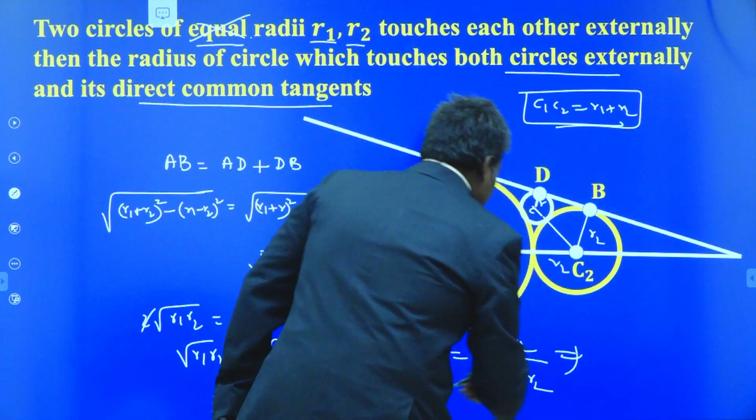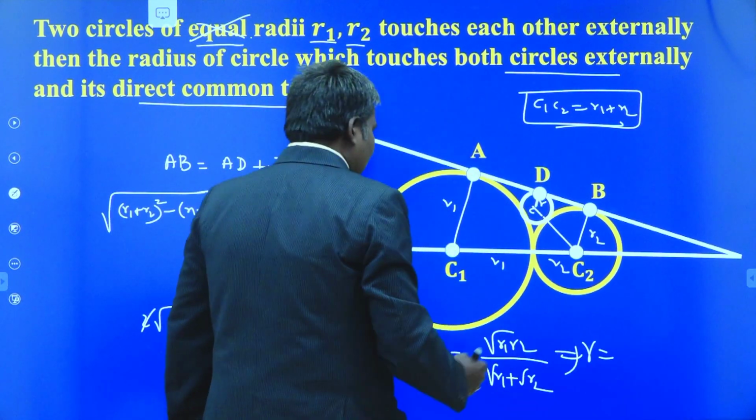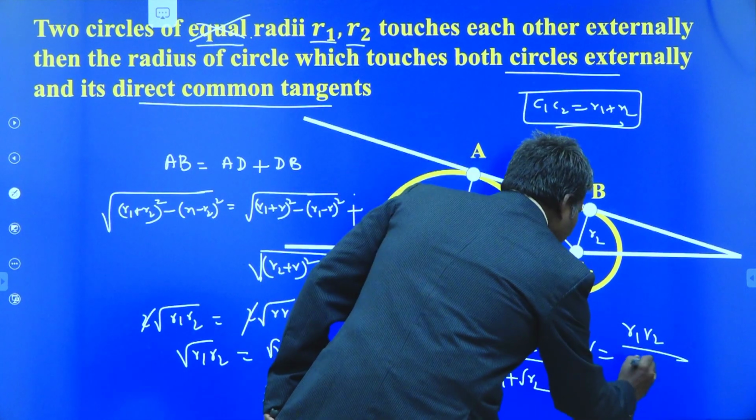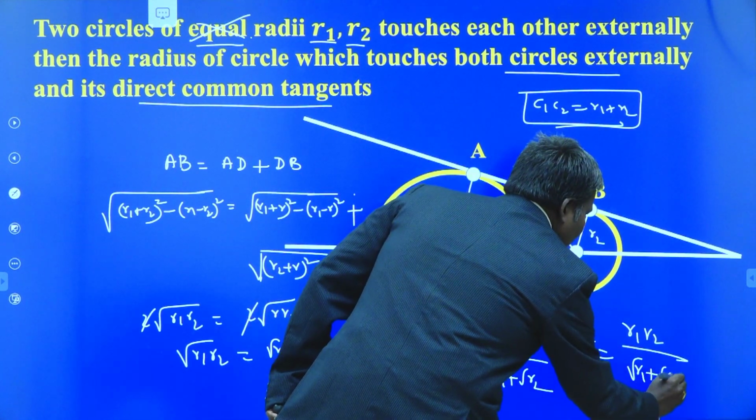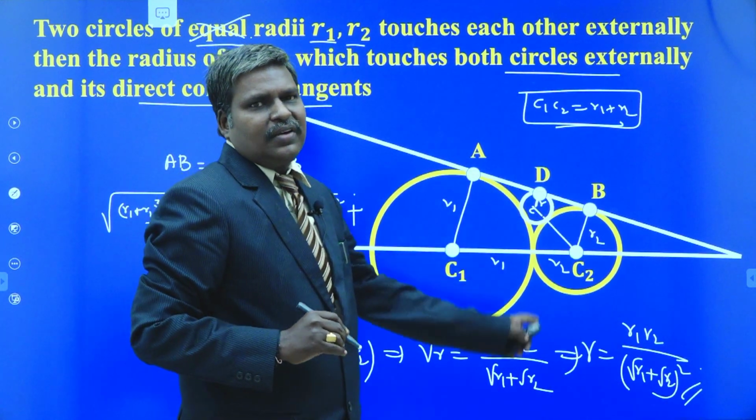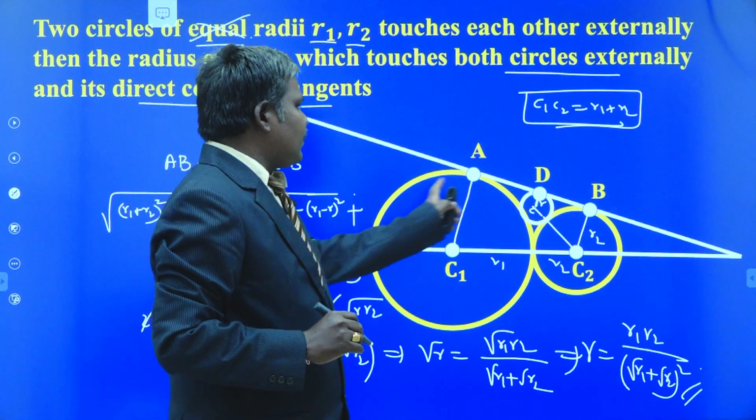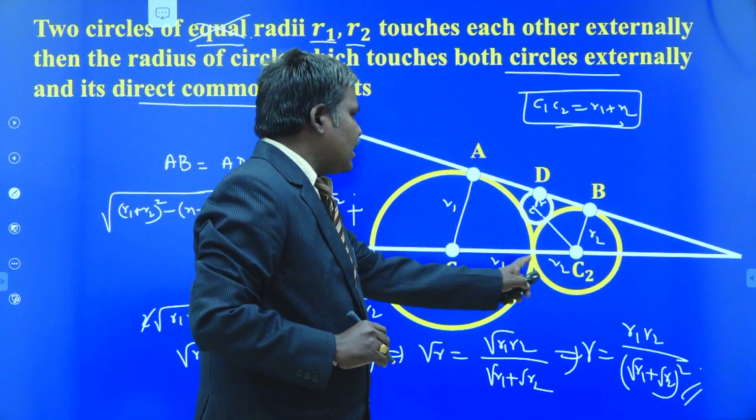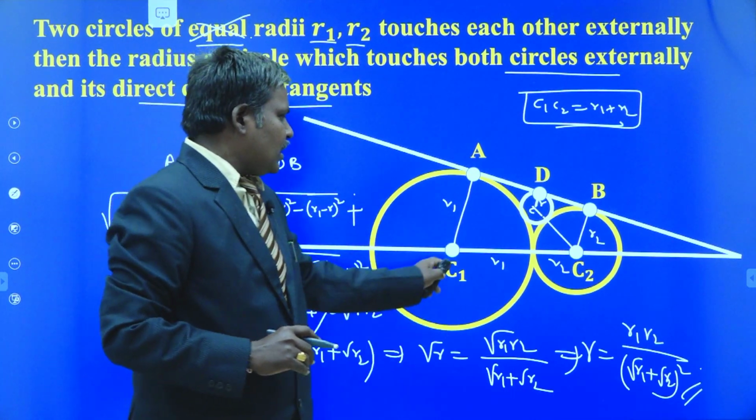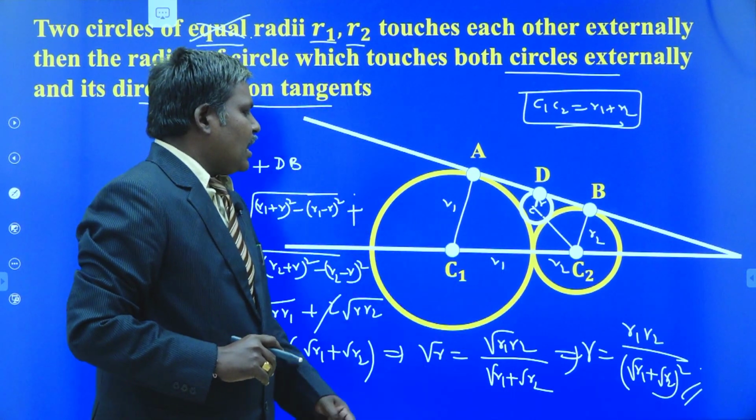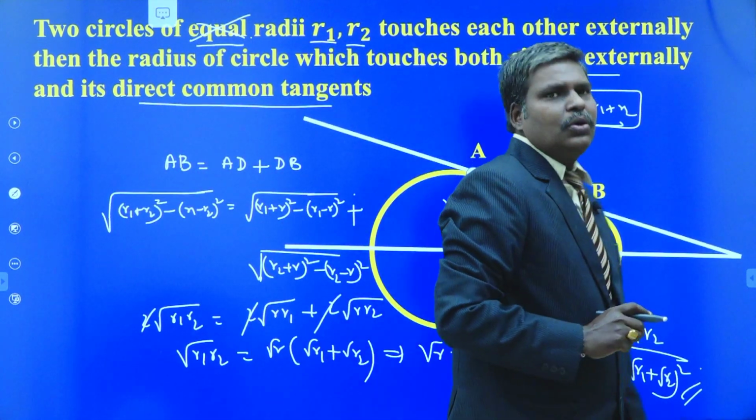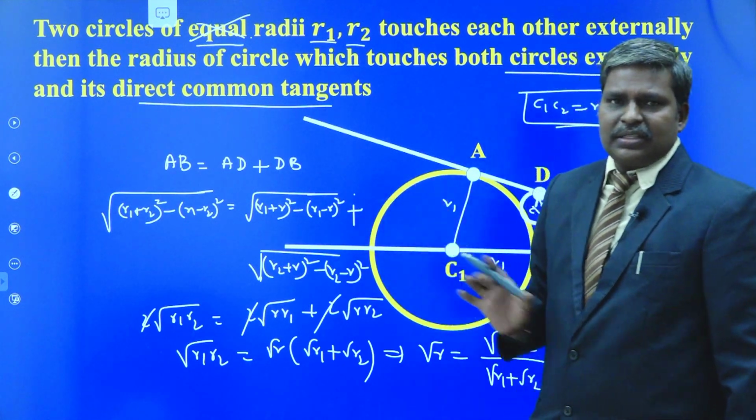From this equation itself, can you get the value of R or not? R is equal to, squaring it, R1R2 divided by (root R1 plus root R2) whole square. This is the radius of the circle which touches the given two circles externally and also touches their direct common tangent. What is that R? R is equal to R1R2 by (root R1 plus root R2) whole square. In this manner we can solve this one. Okay.